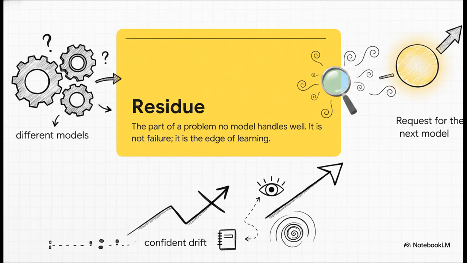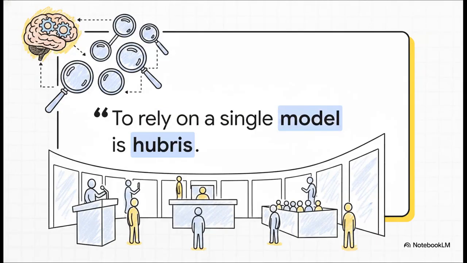And listen closely to this. The residue is not a failure. It is literally the edge of your learning. It is your request for the next model. Tracking your residue is exactly how you avoid repeating that same confident drift. To rely on a single model is hubris. That quote by Scott E. Page is the absolute anchor of formal humility.